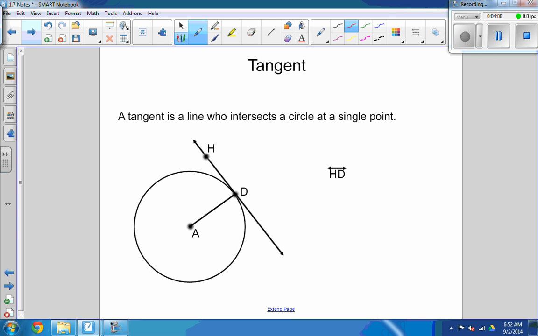The tangent. A tangent is a line which intersects a circle at a single point. So the line is touching this circle at a single point. And in this particular case, it's touching the circle at point D. One interesting thing about this is the fact that a tangent will be perpendicular to the radius drawn to the intersecting point, in this case D.